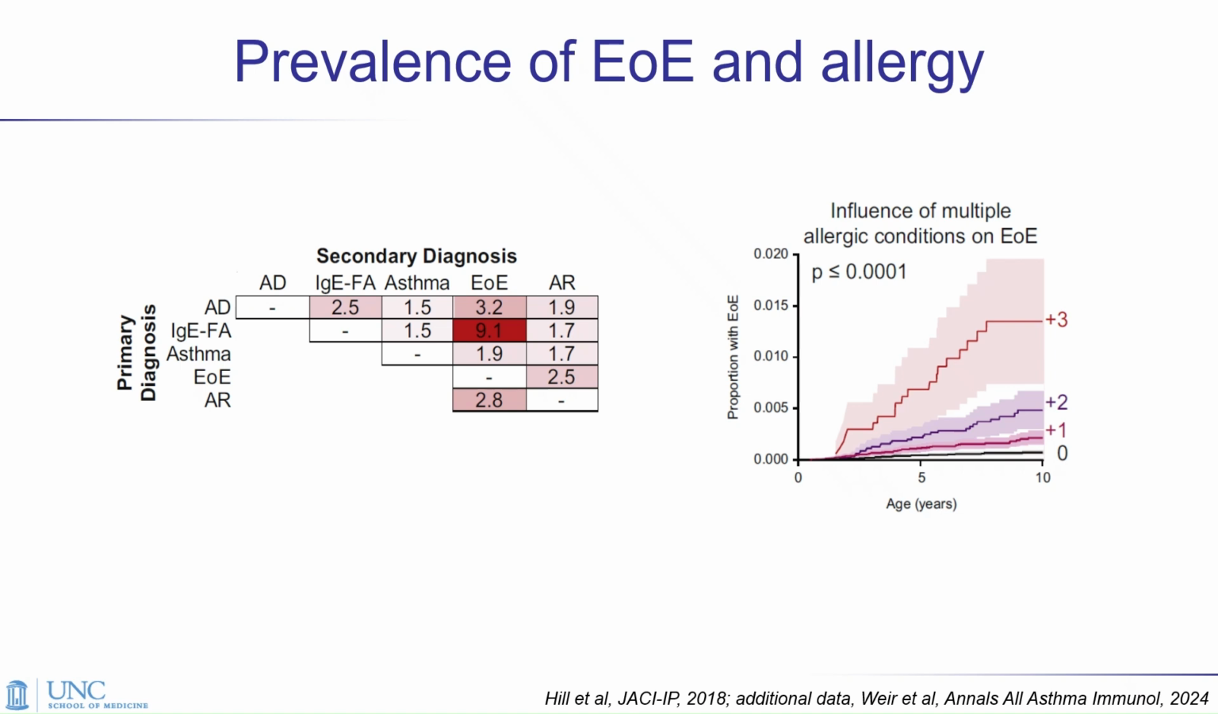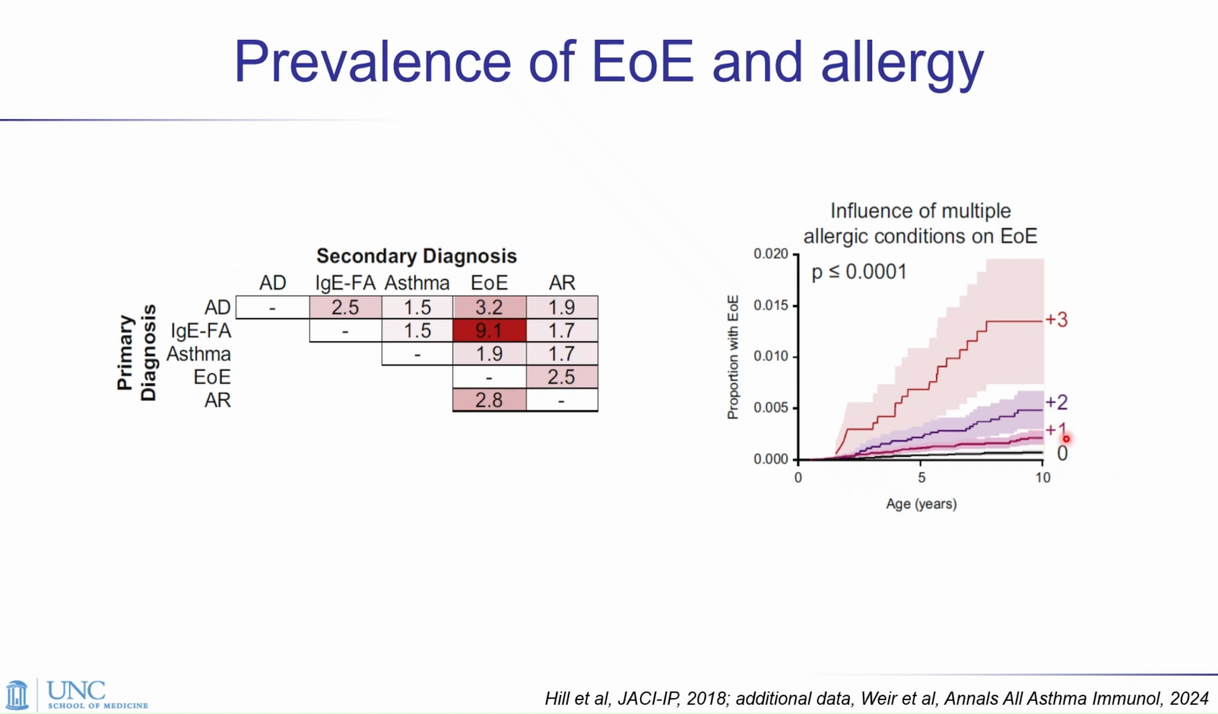Somebody who has a food allergy is much more likely to have EoE than someone in the general population. This is a study out of CHOP, and recent data that we've looked at here at UNC confirm this. For example, if you have an immediate-type food allergy, so you anaphylax to peanuts, you have 9 times the odds of having EoE than someone without that type of food allergy. And if you're someone who has multiple allergic conditions, if you have asthma, eczema, and food allergy, there's an increasing chance you're going to have EoE.